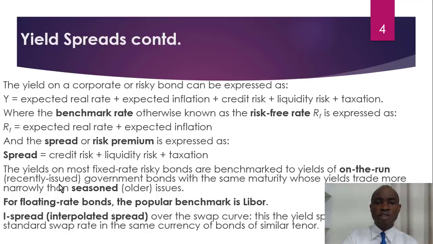These last three components, the credit risk, liquidity risk, and taxation, are together referred to as the risk premium or the spread. Yields on most fixed rate risky bonds are benchmarked to yields on the run, recently issued government bonds. What we are saying is most bonds are quoted in reference to recently issued government bonds. For floating rate bonds, the popular benchmark is LIBOR, the London Interbank Offered Rate. There's also a spread called the I-spread, the interpolated spread. It's a spread over the swap curve: the yield spread over the standard swap rate in the same currency for bonds of similar tenor.